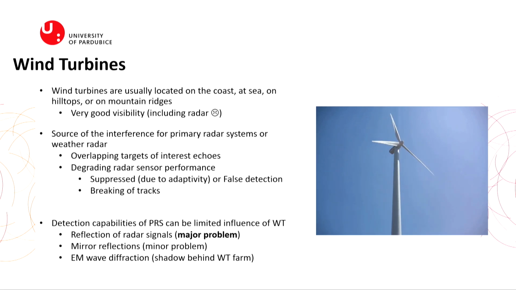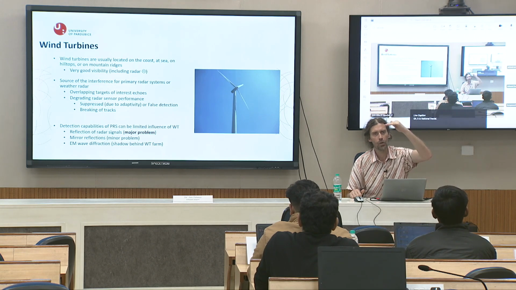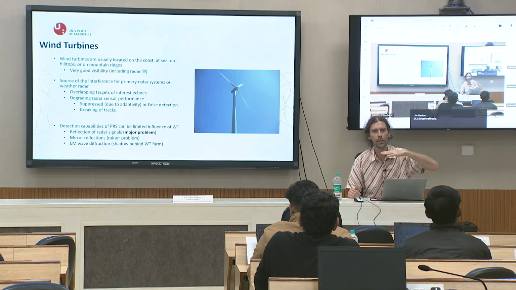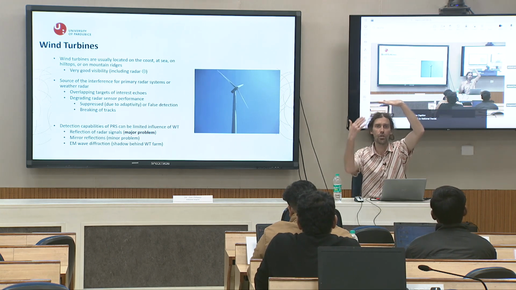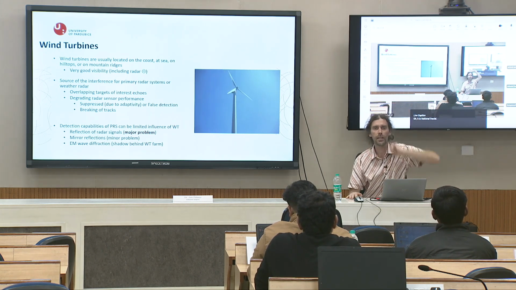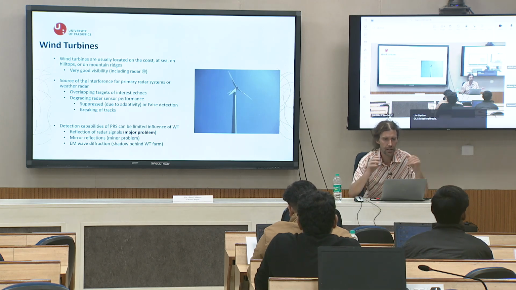So how is radar sensor performance degraded? Usually by suppression due to adaptivity of false detection, the so-called constant false alarm rate. Because imagine, what is the constant false alarm rate? It is a threshold where the radar decides whether there is a target or not. And if you have a big reflection from wind turbines, then this threshold will be extremely high because there is a strong reflection. So it is clear that we need this adaptivity to suppress it.